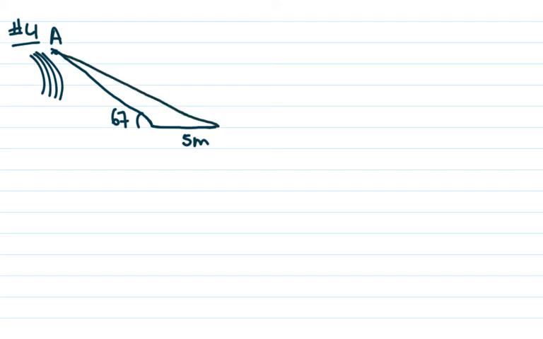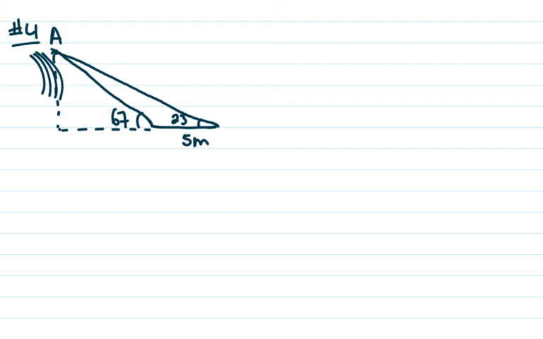So let's start with the diagram. There's your waterfall. At the top of the waterfall, we'll label that as point A. Now, you measured from one point and it was 67 degrees. And then you moved over 5 meters and measured again, and this time it was 23 degrees. Now I'm just going to draw a right triangle here. So this is the waterfall, and then the bottom is the ground.